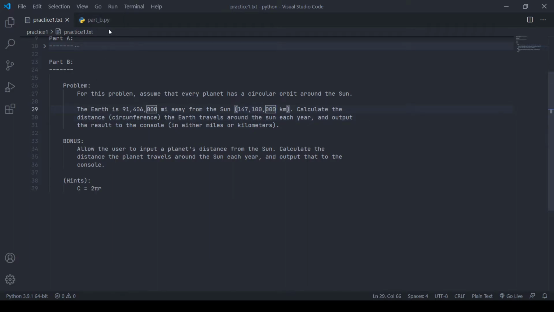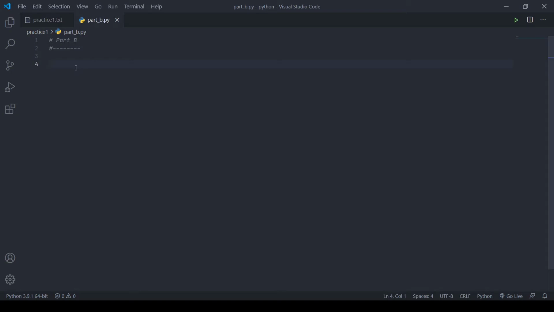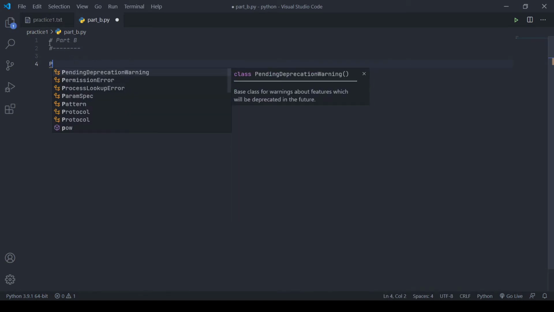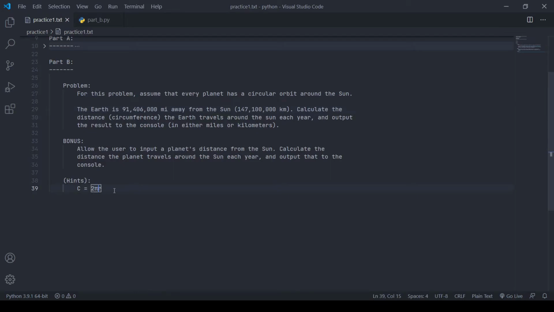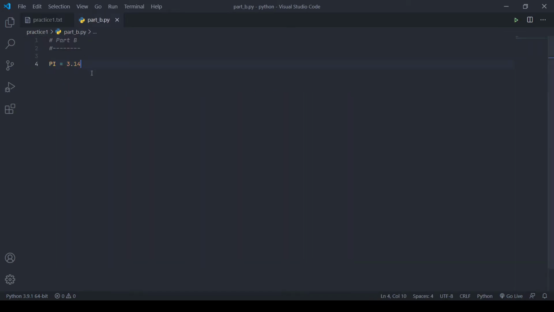So for part A, I'm actually going to create a constant here called pi, because we need to know what pi is. So I'll do like 3.14159 just to be a little more precise, but I could just leave it at 3.14 and that's totally fine. So I'm going to create this constant here because pi never changes, and we did talk about constants in the video on variables and data types.